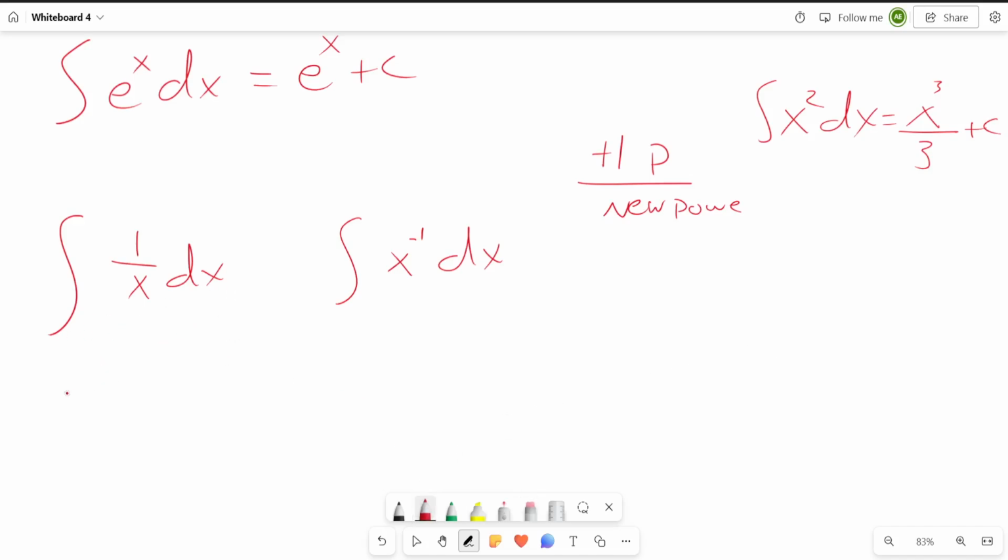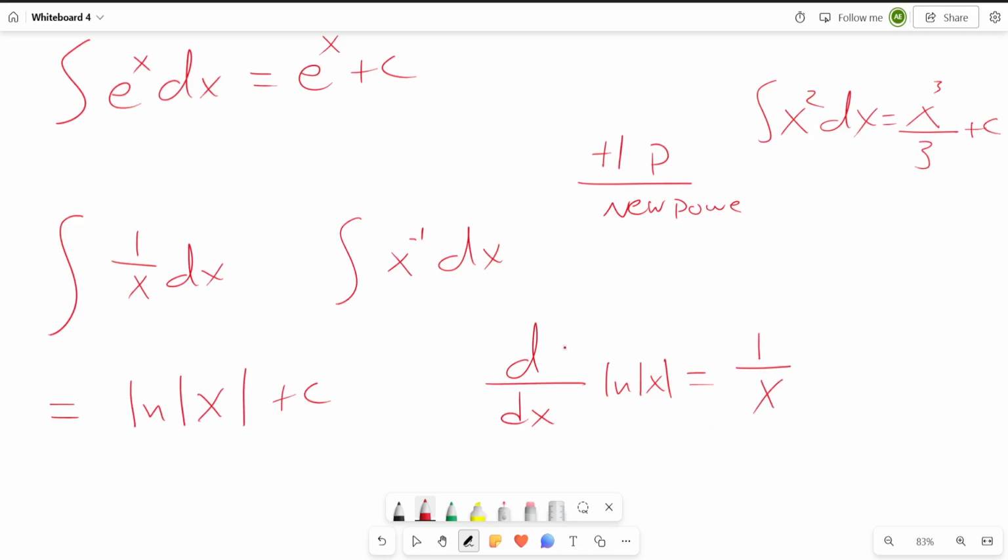The integration of 1 over x is basically ln of x, and this is the modulus, okay, absolute value. So the integration of 1 over x is basically ln of absolute x, and then we never forget the constant of integration. So if we want to differentiate with respect to x the function ln of x, this is nothing but 1 over x. Okay, so this is also a super important idea that we will use a lot.